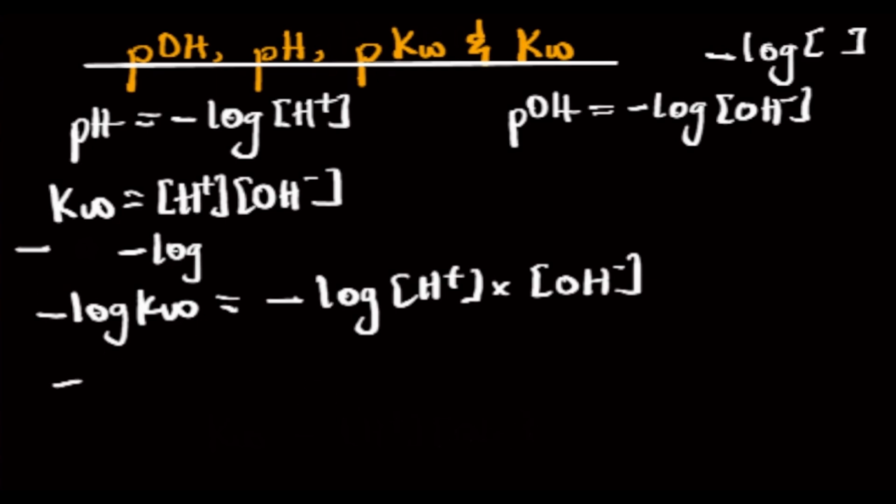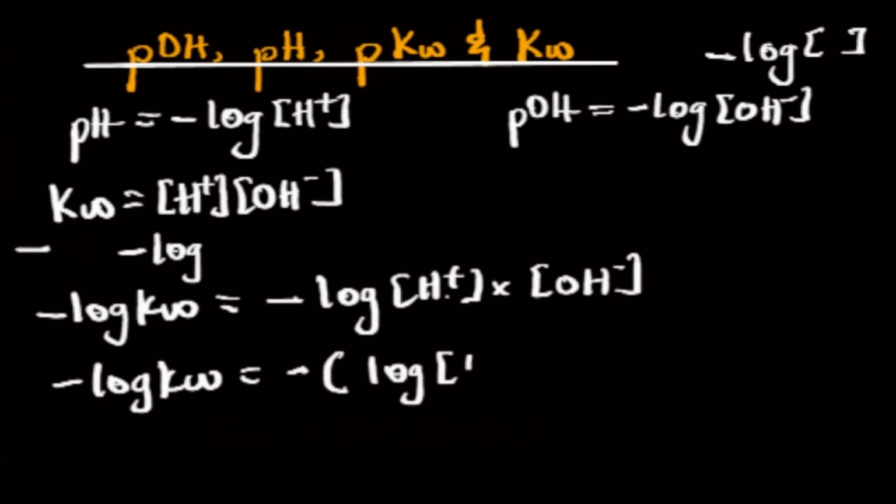Separating this, I'm going to have the negative logarithm of Kw. Here I'm having log AB, which is actually log A plus log B. So I can have minus, in brackets, logarithm to base 10 of hydrogen ion concentration, then plus log of hydroxide ion concentration.